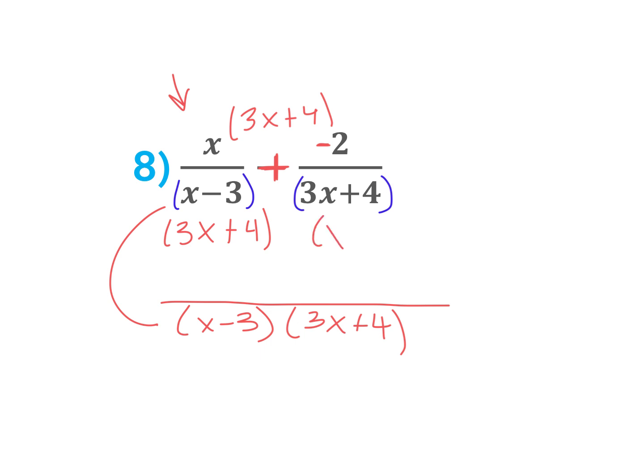It's missing the x minus 3. So what you do to the bottom, you do to the top. And now all of the denominators look the same, so we're going to just evaluate the numerator.